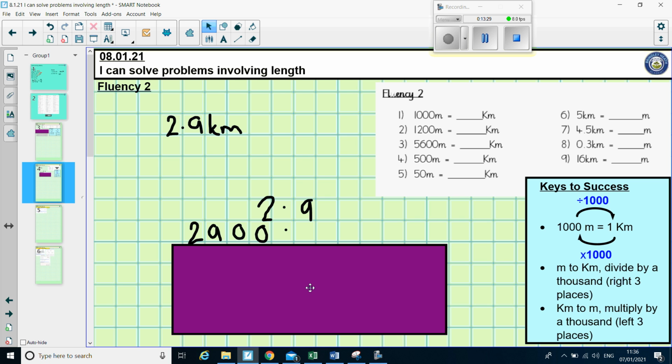Quite a tricky one, that one. Number 6, 5 kilometers is 5,000 meters. Number 7, 4.5 kilometers is 4,500 meters. Number 8, 0.3 kilometers is 300 meters. And number 9, 16 kilometers is 1,600 meters.